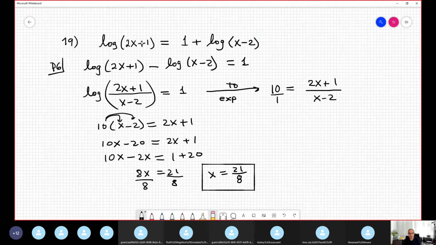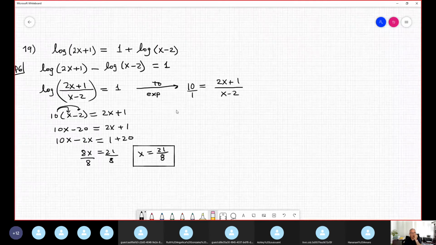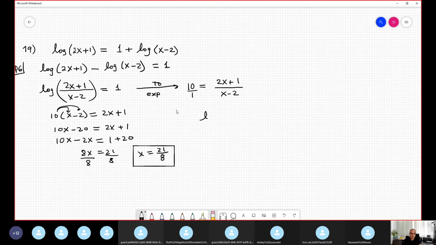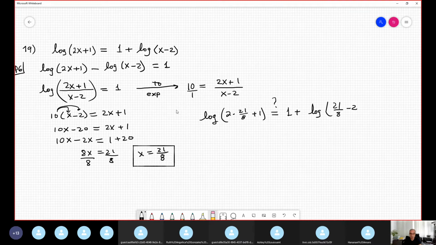Then substitute this weird number into the original equation. Everyone follow me? Do you understand the algebra very well? Now substitution. Remember, mandatory checking in the logarithmic equation. In the exponential, no. In the logarithm, always. So you need to prove somehow that the logarithm of 2 times x, which is 21 over 8, should be equal to 1 plus logarithm of 21 over 8 minus 2. I need to prove this.